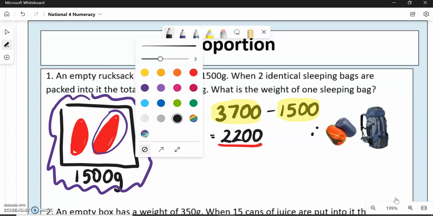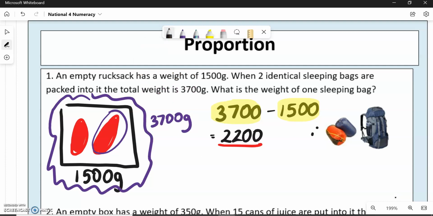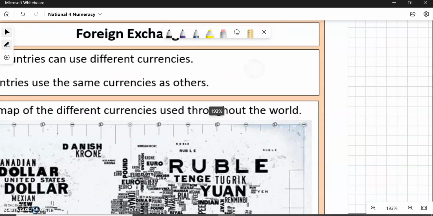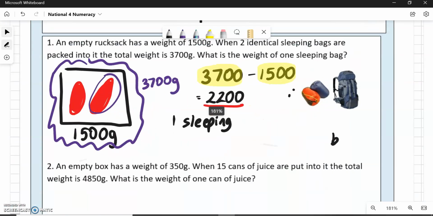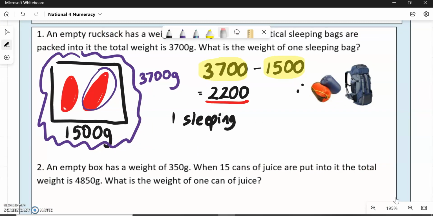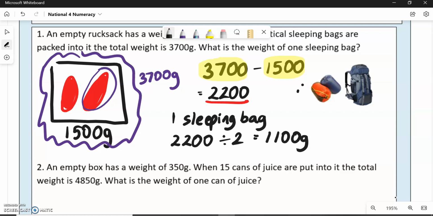So to find the weight of one sleeping bag, we'll need to divide that quantity by 2, because that's 2 of them, and we only want 1 of them. So one sleeping bag will weigh 1,100 grams. So like I say, I like to draw a few wee pictures to try and get a better sense of what's going on.